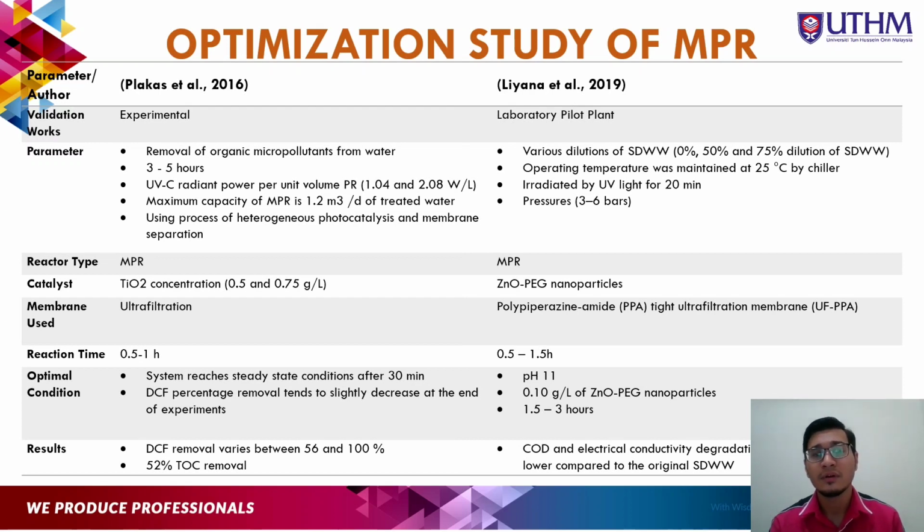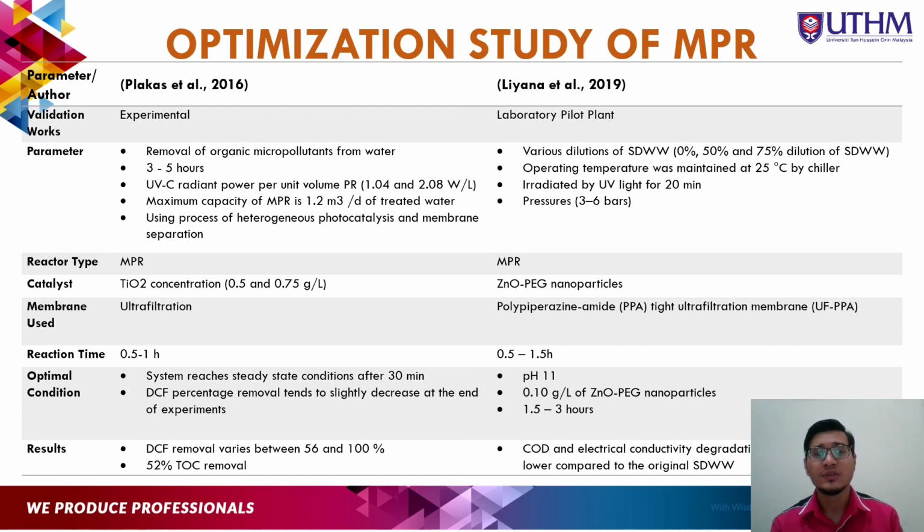The parameters for the first author: they use removal of organic micropollutants from water, 3 to 5 hours of retention time, UVC radiant power per unit volume, and maximum capacity of MPR is 1.2 meter cube per day of treated water.